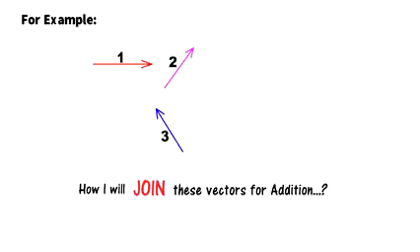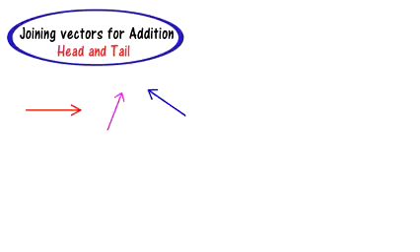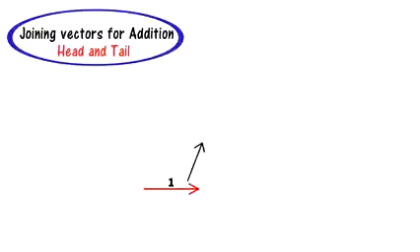To join different vectors for addition, I am going to give you a trick, and remember this trick whenever you are joining vectors for addition. The trick is very simple, and that is the head and tail trick. I will take the first vector, then I will take the second vector and join the tail of the second vector with the head of the first vector. Then I will take the third vector and join the tail of the third vector with the head of the second vector. So this is the head and tail rule in order to join vectors for addition.